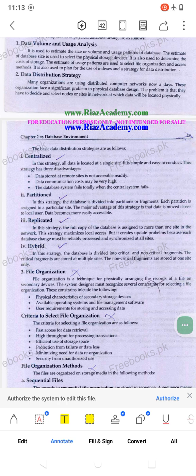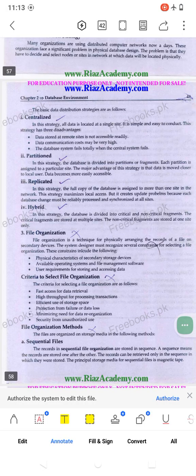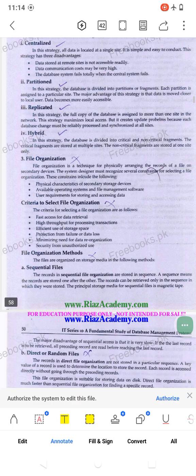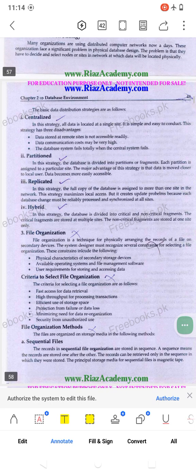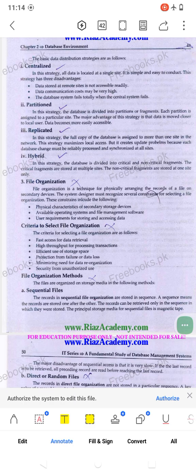These are different queries that are performed by the data distribution strategy. Okay. For example, first one we have centralized. Centralized means we have to store all the database at one site or state. This is called a centralized database.